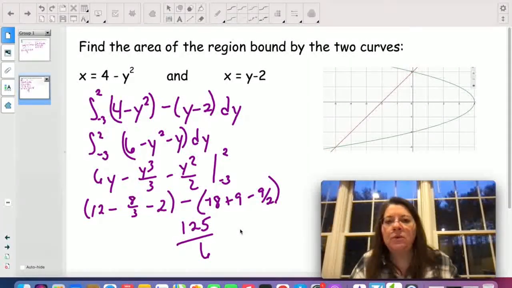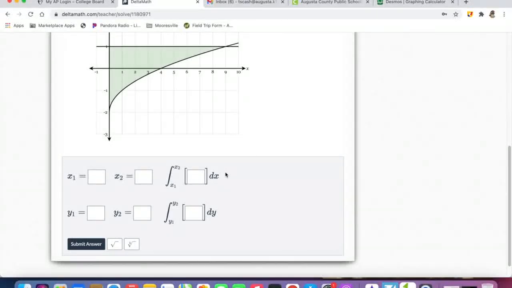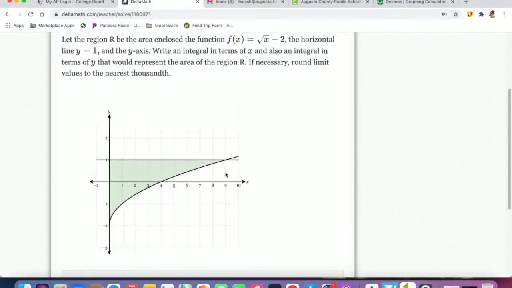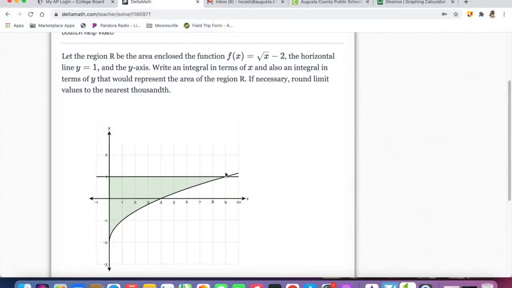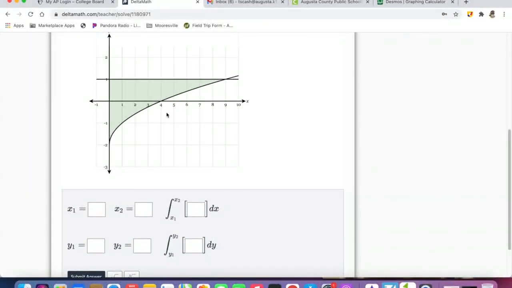So the next thing I want to do is show you a Delta Math problem to make sure you understand what they're asking us to do there. Okay, so in Delta Math, what they're going to want us to do is do this both ways, in terms of x and in terms of y. So this kind of combines our 8-4 and our 8-5, yesterday's lesson and today's. So if we're doing this thing in terms of our x's being our boundaries, look at this. Our x boundaries are at 0 and at 9. Okay, so the x boundaries go from 0 to 9.